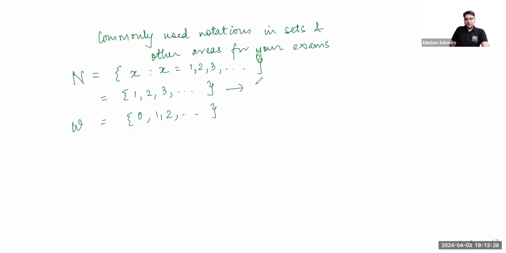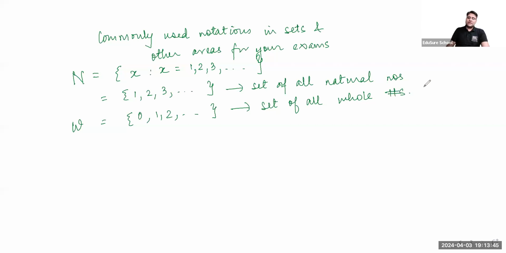N is the set of all natural numbers, and W is the set of all whole numbers. Basically, I can say that the set of all natural numbers is a subset of the set of all whole numbers. Then we have the set of all integers.